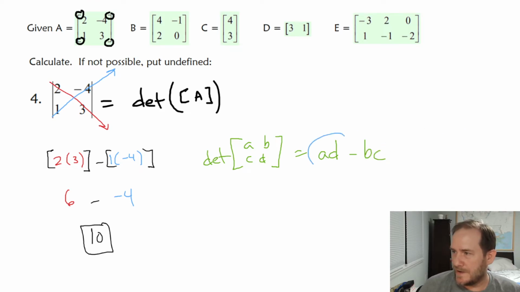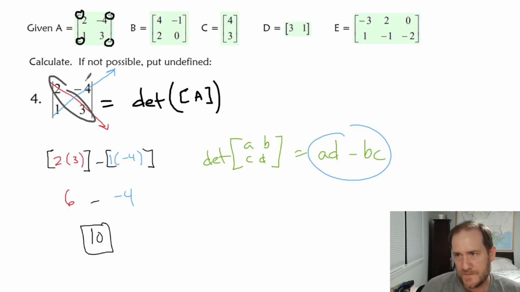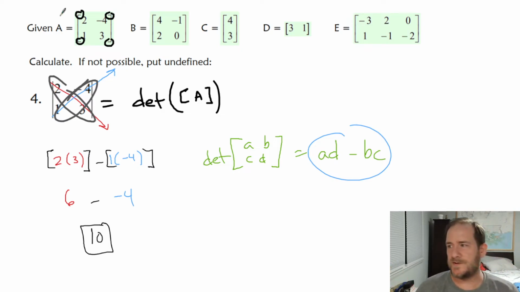That's the formula. If you're not into memorizing, then it might be nice to notice that we're doing the exact same thing we do for the 3 by 3. It's just a smaller matrix, so there's not as much to it. You only have to do A times D, and then B times C, and then subtract the results. That's it. That's how you find a determinant.